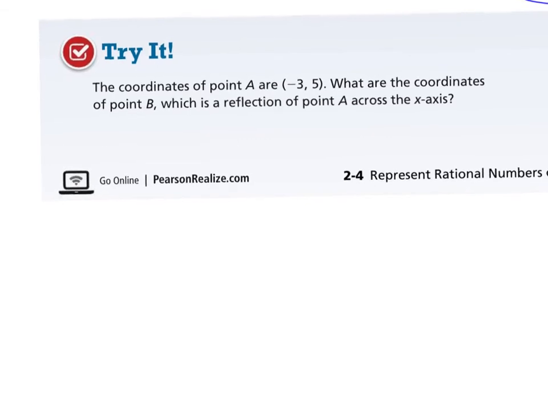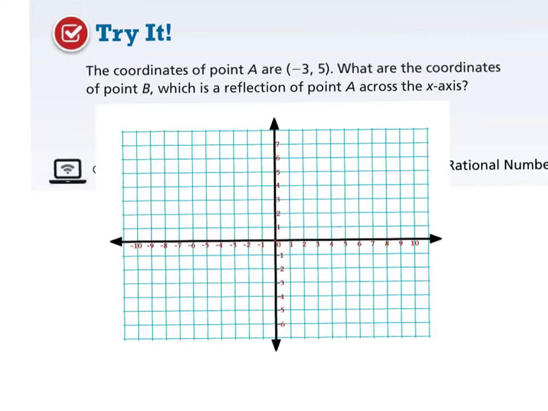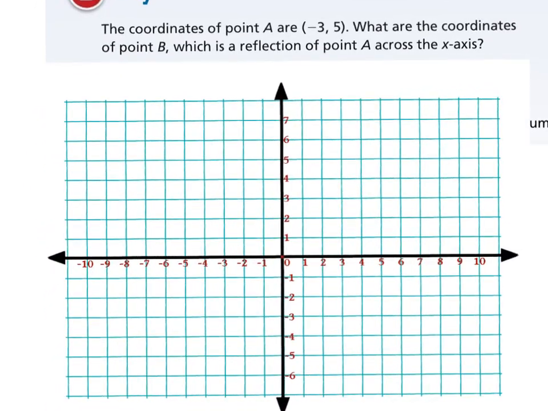So if you look at the try it, coordinates of point A are -3, 5. What are the coordinates of point B, which is a reflection of point A across the x-axis? So -3, 5, we can just graph that here. If you don't have graph paper, you can kind of just sketch out a graph a little bit. So -3, 5, we're starting at the origin. We go to -3 on the x-axis. We go up to 5 on the y-axis. So here we are at -3, 5.